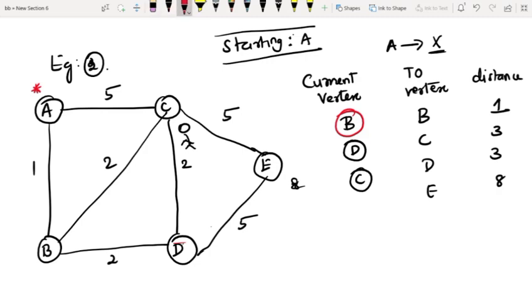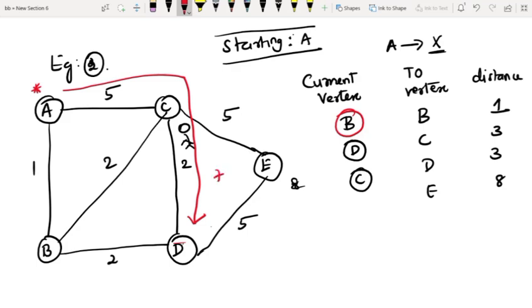And from C, what are the values that I manipulate? B need not be manipulated. I told you this is the shortest distance, so it need not be manipulated. I can manipulate the values of D or E, because those two are directly connected. So I'm going to manipulate the values of D and E. How? From A, the starting vertex, through C you move to D. What is the distance? The distance is 5 plus 2, and that is going to be 7.